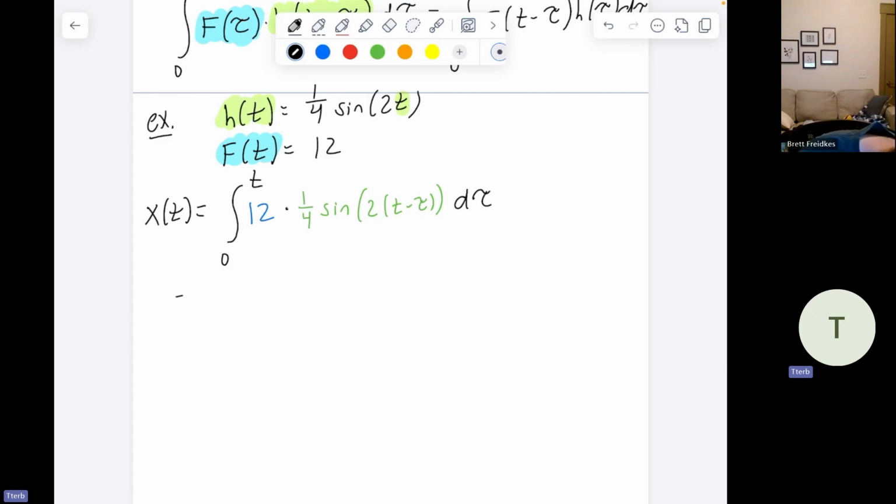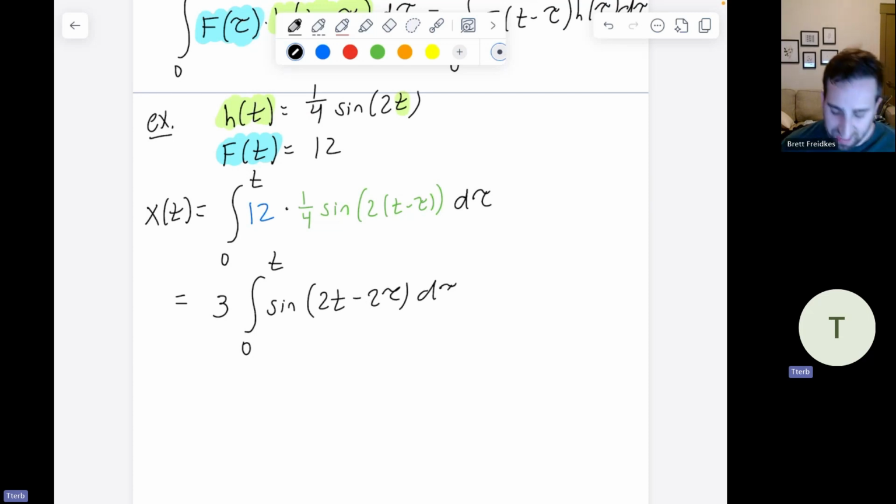So if we were to do this integral, the 12 and the 1/4 can come out. That's a 3. The integral from 0 to t of sine of 2t minus 2 tau d tau. And keep in mind what our integration variable is. Our integration variable is tau. It is not t. T is a constant.